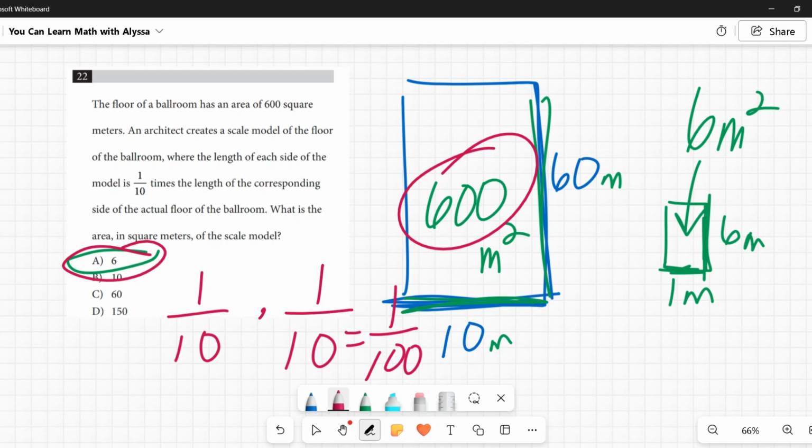You're free to do that either way if you have that knowledge of, okay, if both sides are 1/10, it's 1/10 times 1/10, so that's 100th. What's 100th of 600? 6. Boom. Absolutely valid. You totally can do that.